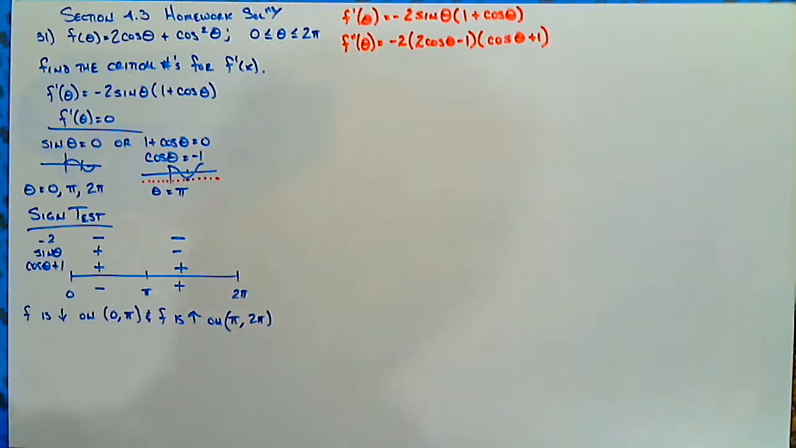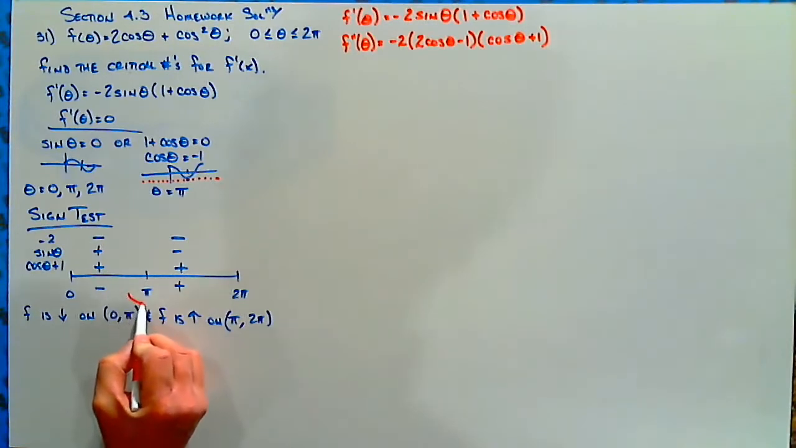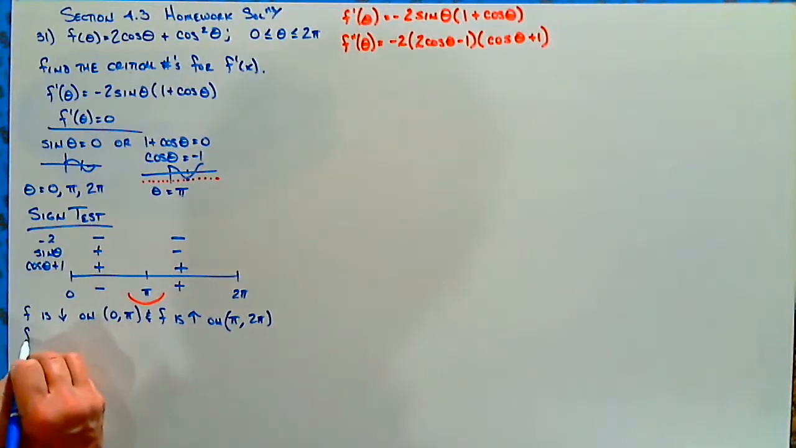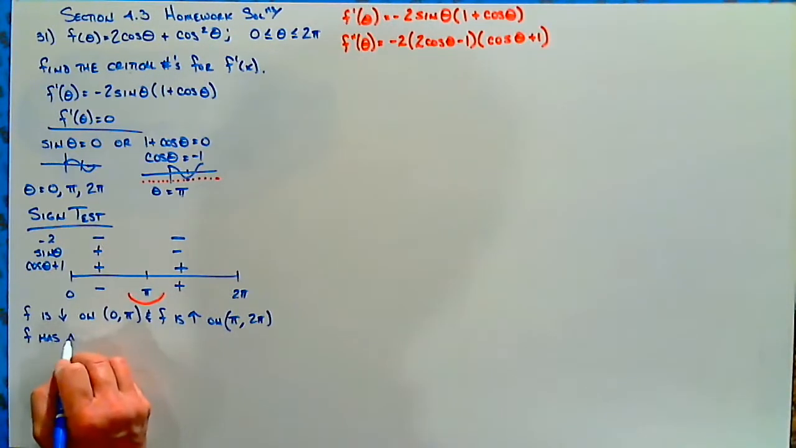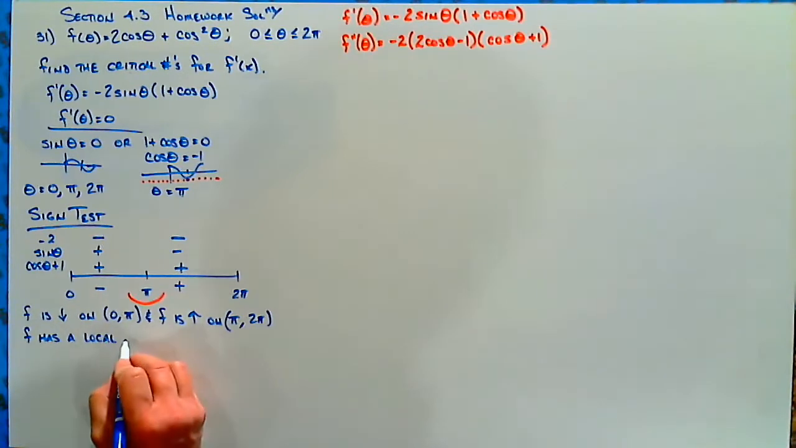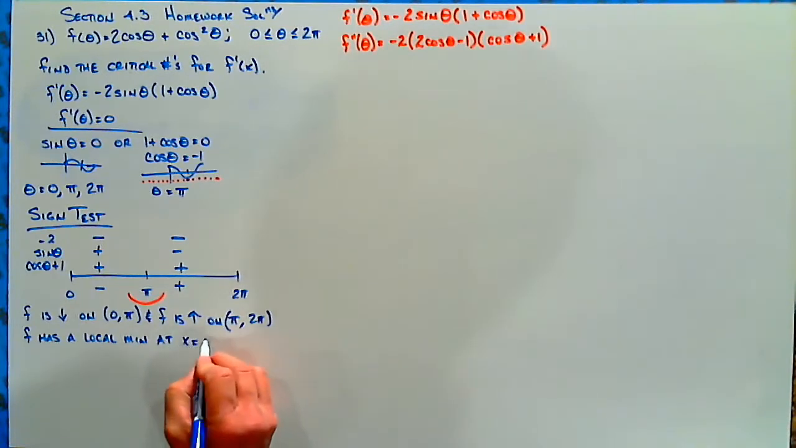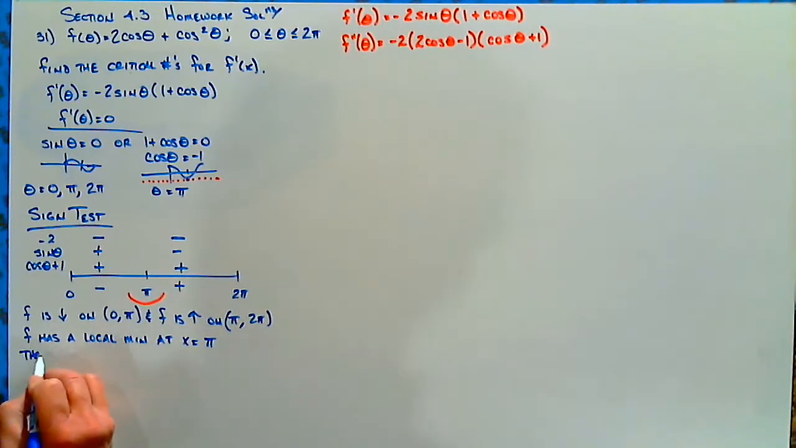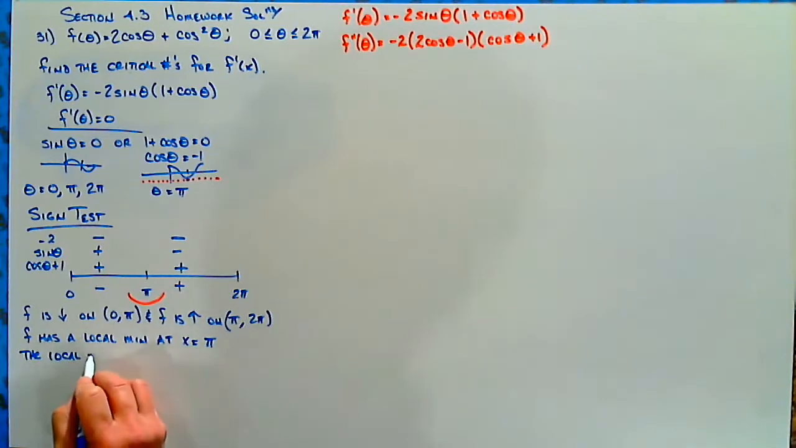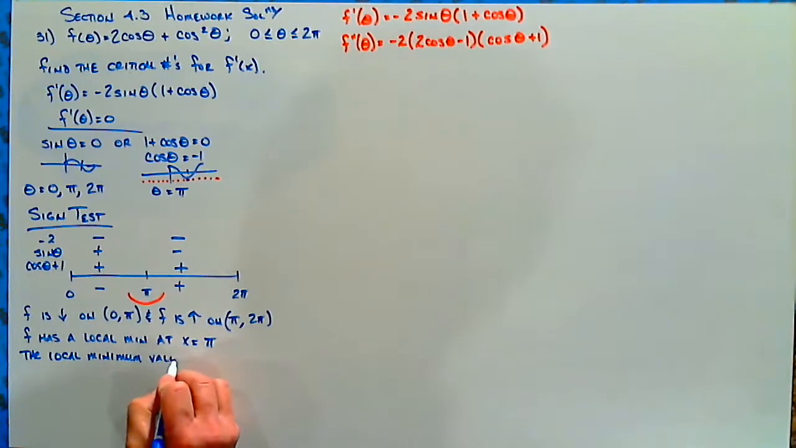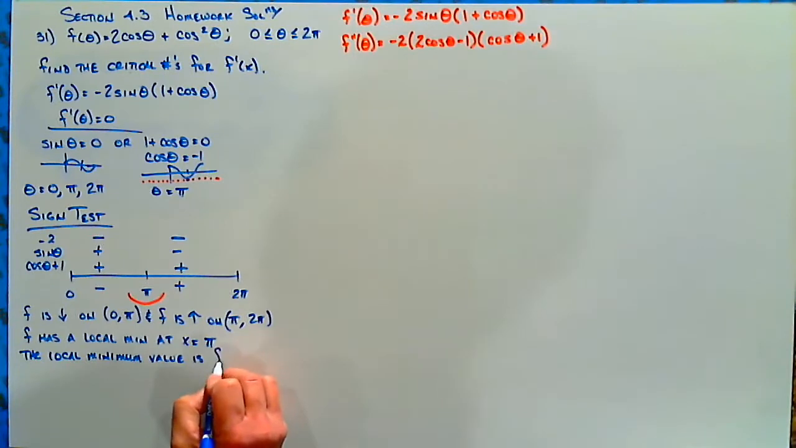What do we know about pi? Well, if we take a look at this function, it's decreasing here and then increasing over here. So pi is a local minimum. So we can say f has a local min at x equals pi. The local minimum value is f of pi. All right, so you and I are going to have to calculate f of pi.